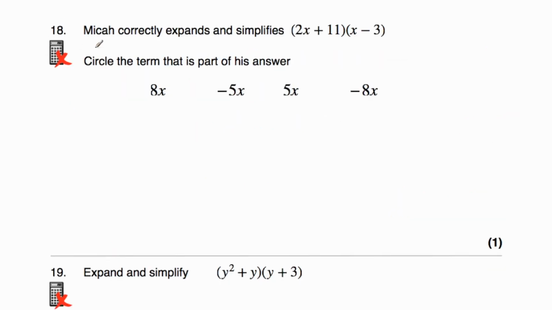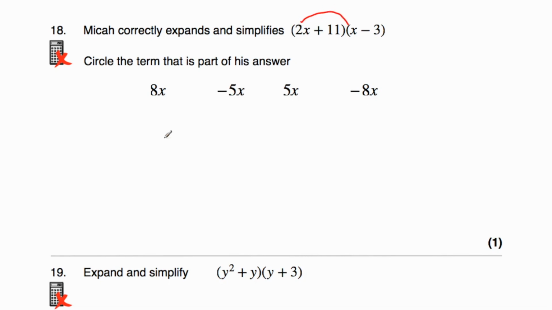So question number 18 says, Mika correctly expands and simplifies 2x plus 11, x minus 3, close brackets. And we've been asked to circle the term that is part of its answer. So he expands these brackets correctly, so we need to expand these brackets, and we need to see which term is the correct term for x. So let's expand the brackets and see what we get.